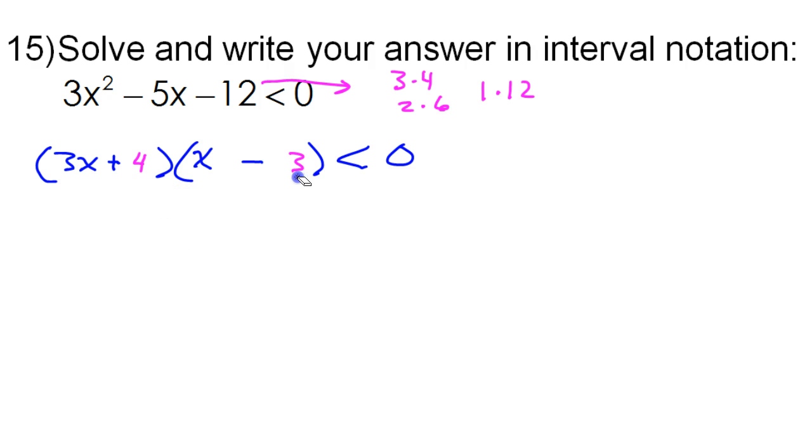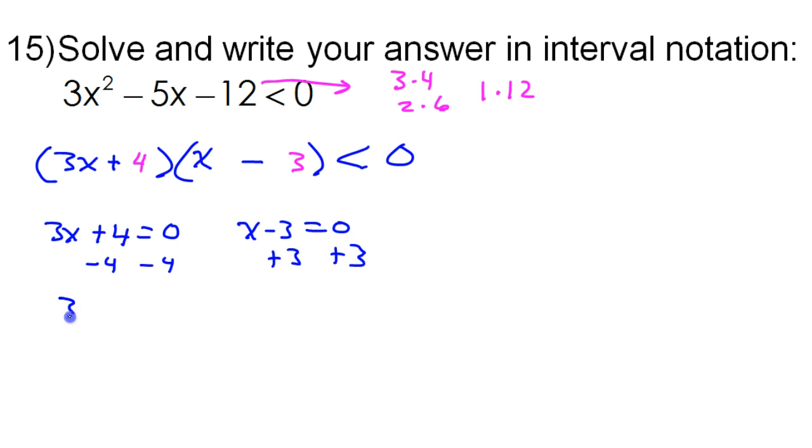Now, we actually need the zeros of the function to start off and make a nice number line graph. So we will take these and set them equal to 0 because we want the zeros of the function. Okay, and x minus 3 equals 0. So, subtracting 4 from both sides, adding 3 to both sides. So this gives me 3x equals negative 4, and this gives me x equals 3. So that's one of my zeros.